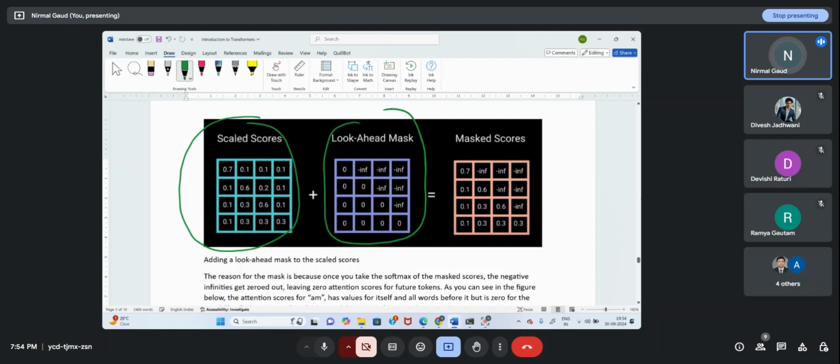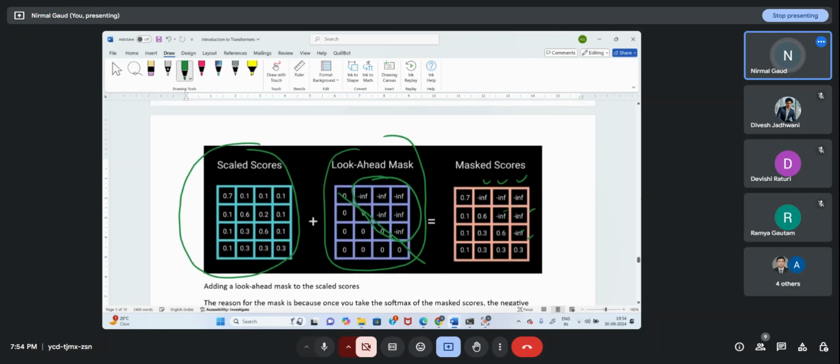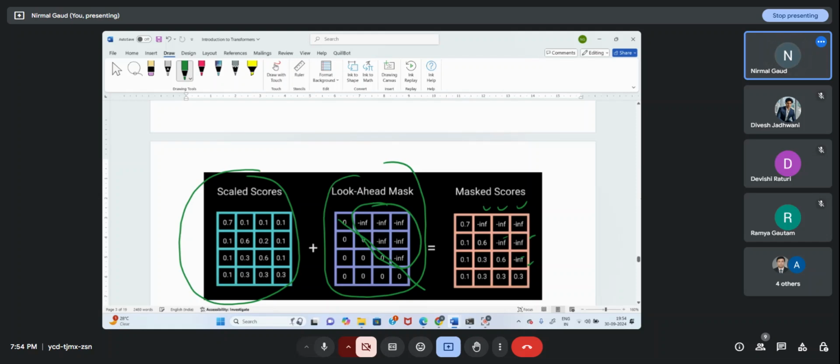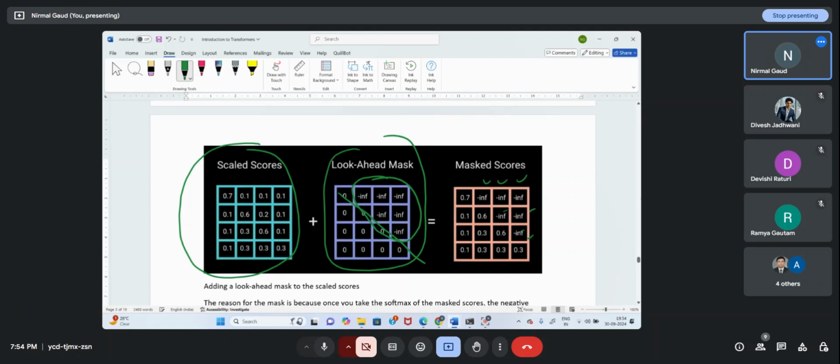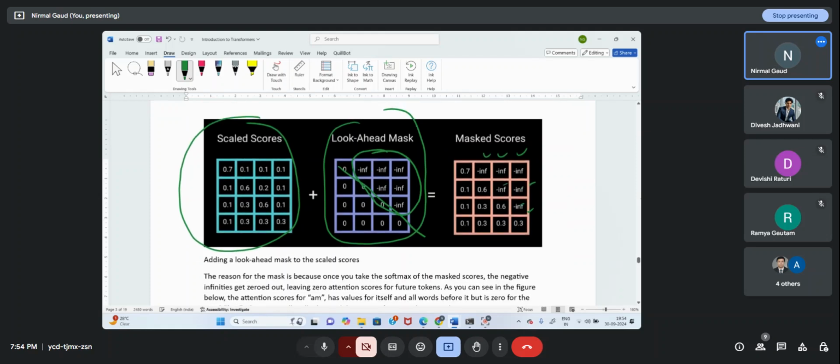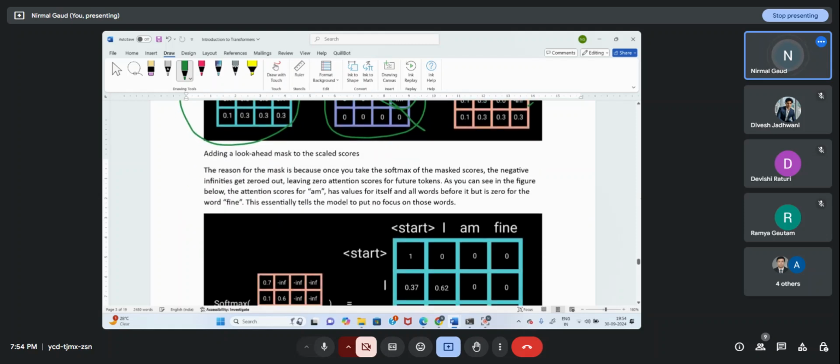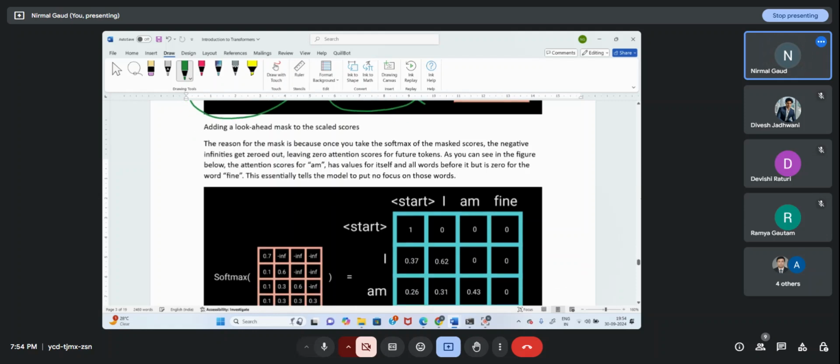This is the upper triangle, like upper triangle infinity. And these are the masked scores. So all these become infinity. Here also: infinity, infinity, infinity. So the scaled scores will be added with the look-ahead mask. We are going to study and understand it one by one.